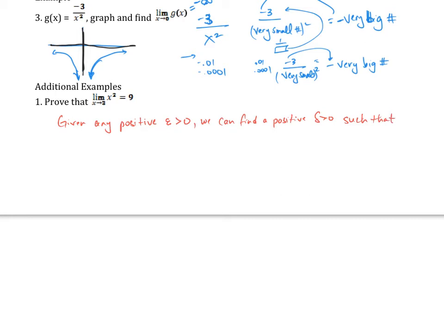now, all your proofs are going to start like this. So what you see in red here is what they're all going to have in common. What I do in the blue color is what will be different for each problem. So here I'm going to say the absolute value of x squared minus 9 is less than epsilon whenever 0 is less than the absolute value of x minus 3, which is less than delta.